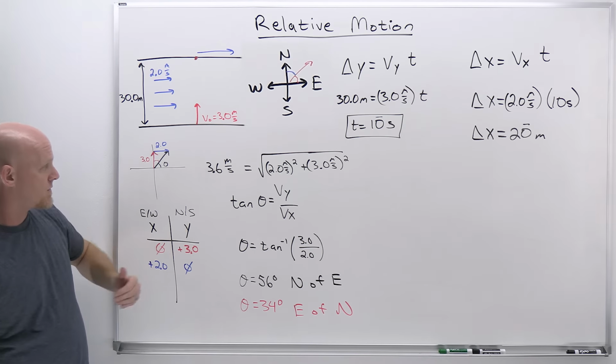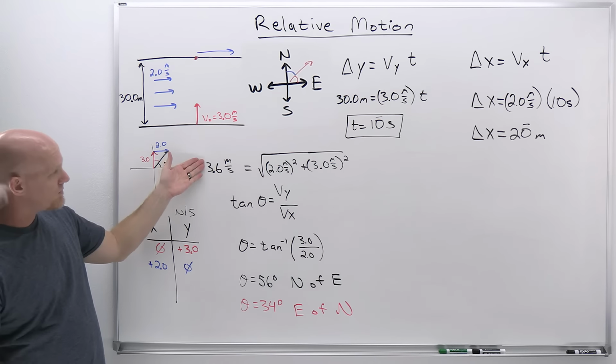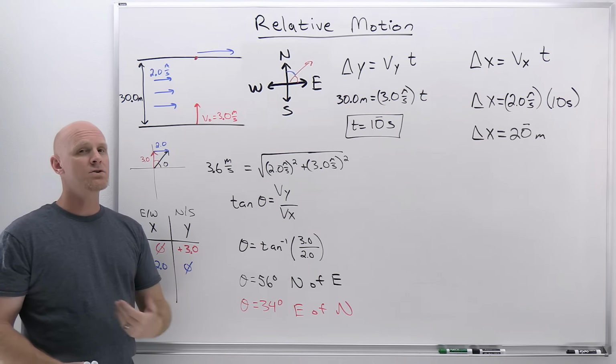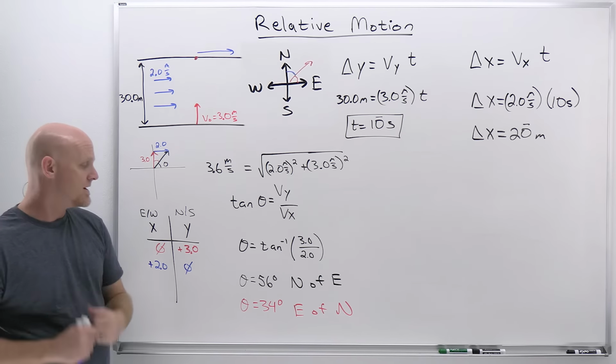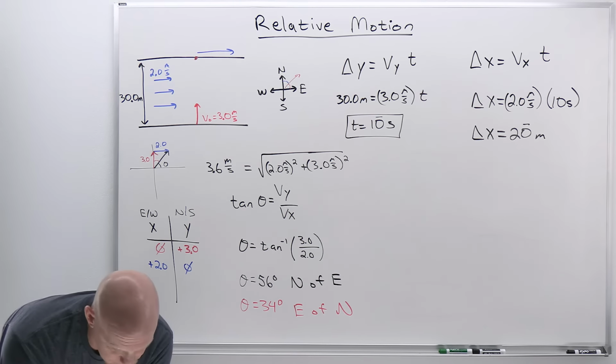Cool. So this could have been reported as 3.6 meters per second, 56 degrees north of east, or 3.6 meters per second, 34 degrees east of north. Potentially either of those could have shown up on a multiple choice answer. But most likely it was the last one, the 34 degrees east of north.